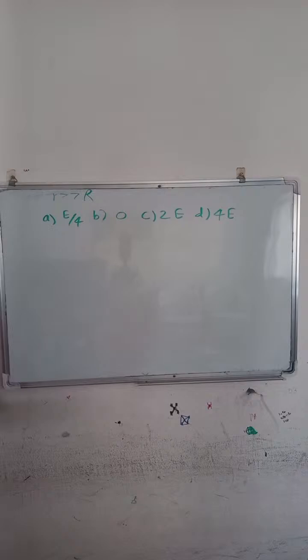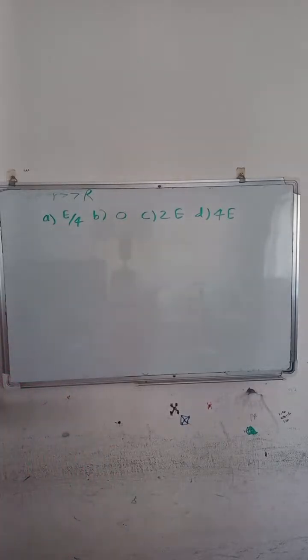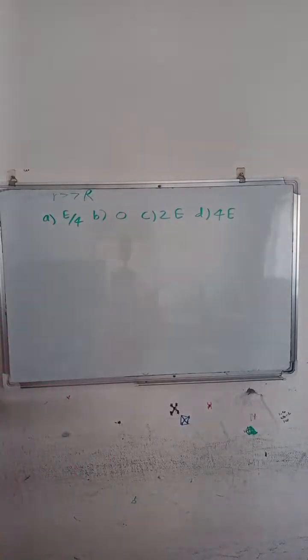The magnitude of electric field due to a point charge 2q, the 2 and q should be small, at a distance r. Here R should be small r, that is the correction. Small r is E, that is electric field capital E is given. Then the magnitude of electric field due to uniformly charged thin spherical shell of radius R with total charge Q at the distance r by 2, and r is greater than capital R, will be.